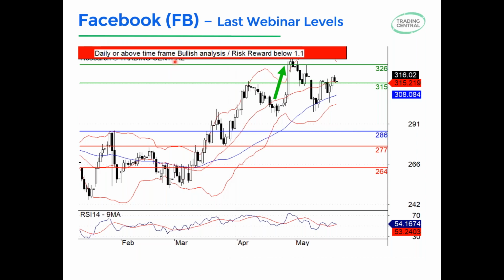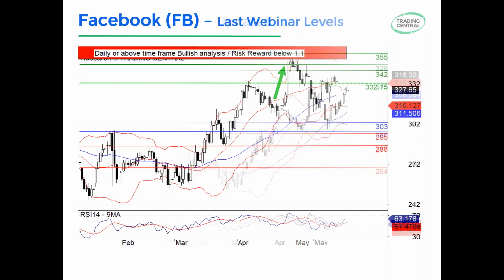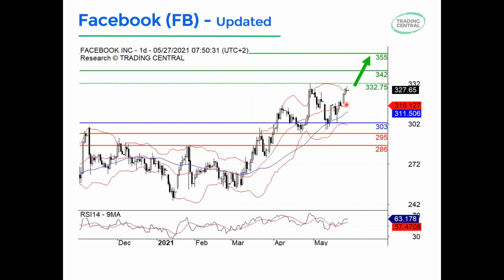Okay, now, Facebook. Last month, end of April, we said that, sorry, I have to tell you first, this chart uses the exact levels I kept from our last webinar. First target 315, second target 326. Just a few days after our webinar last month, April, it broke both targets. Now where is the current situation? Like this. All right, this is updated.